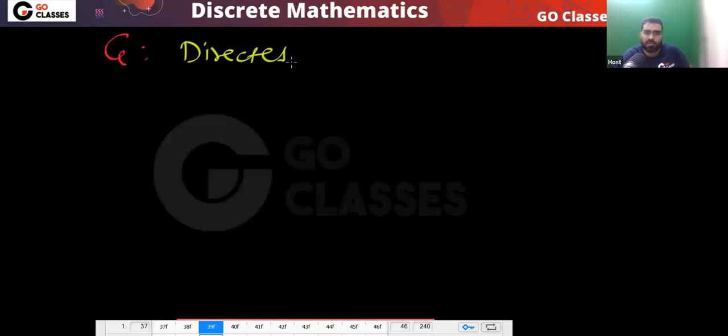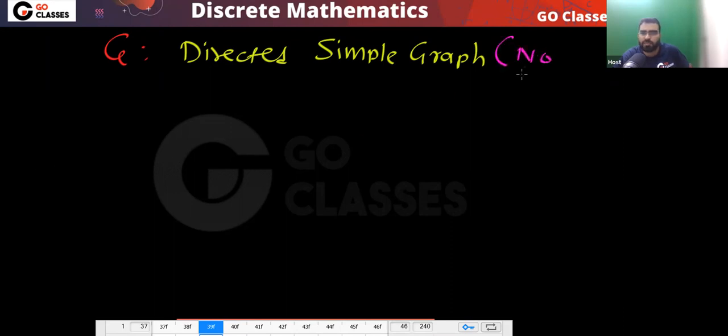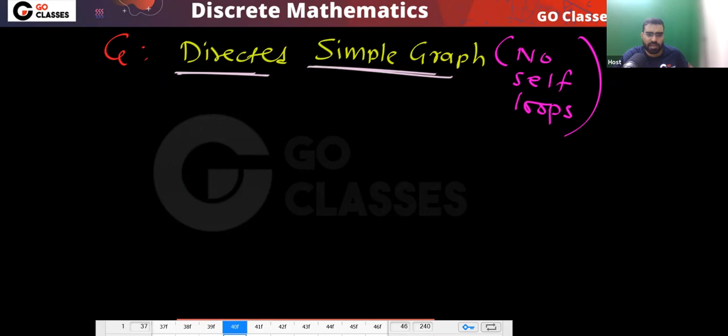Now one thing. For the directed graph, what can you say? Let's come to directed graph. Let's consider the directed simple graph. Again, no self loops. Like this type of graph you can take. For example, this graph is fine.